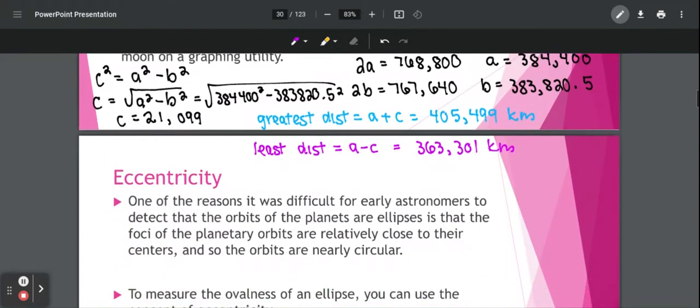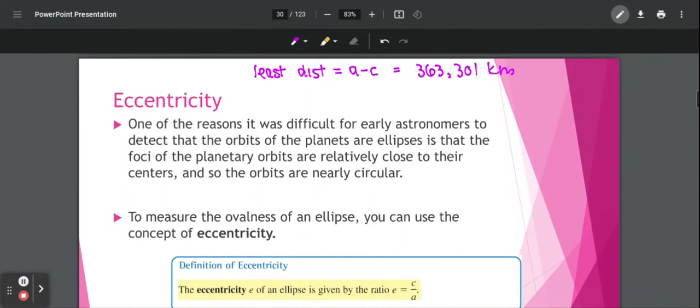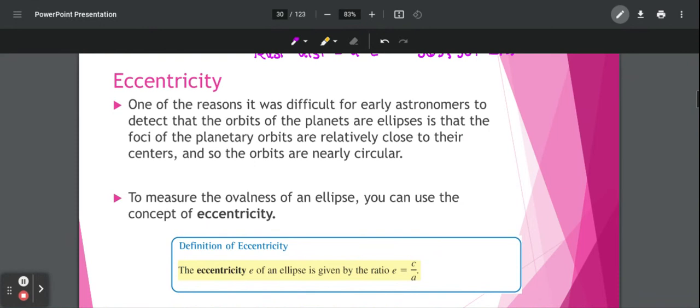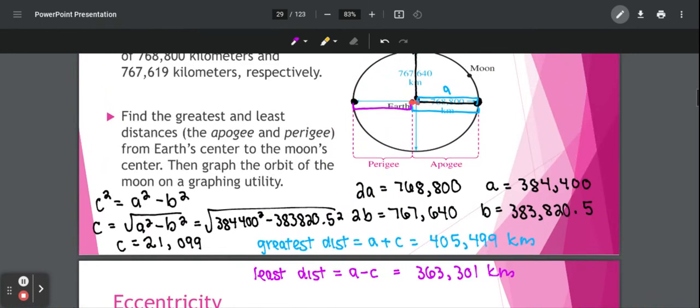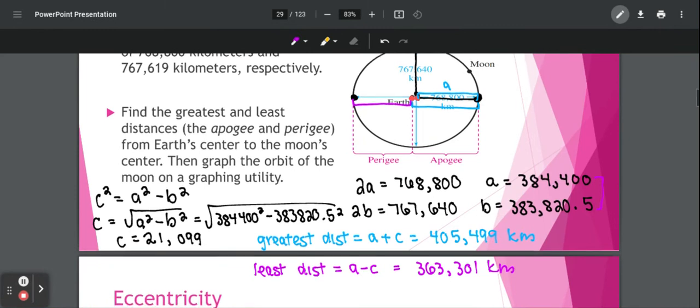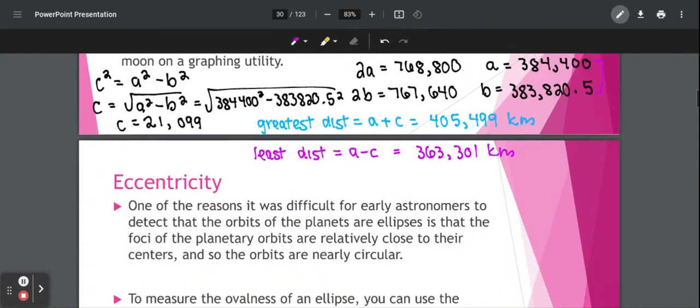And then the last thing with ellipses we need to talk about is the eccentricity. So it says that one of the reasons it was difficult for early astronomers to detect that orbits of planets were ellipses is that the foci of the planetary orbits were relatively close to the centers. So they looked almost circular. And remember, when we just did this last example, those a and b values are really close to each other in terms of being circles, but they're just a little bit off, which makes it more of an ellipse.